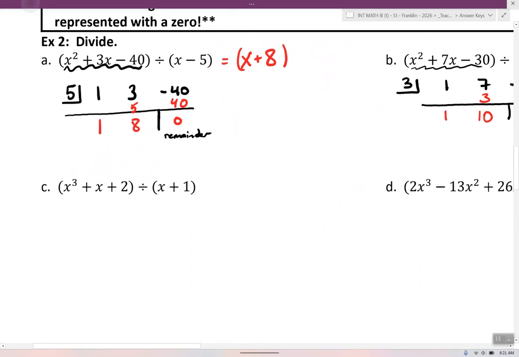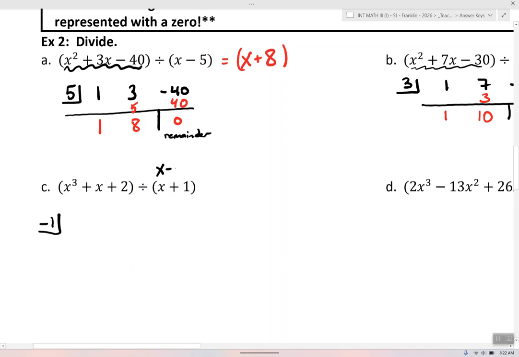For C, again, we're going to write that number in the box. Now here we have a positive, which remember, the rest were all negatives. So we need to write a negative 1 in the box because this is x minus negative 1. And then our coefficients, 1x cubed. And notice there's no x squared, so we have to put a 0. And then a 1x and a 2. Okay, now we can divide.